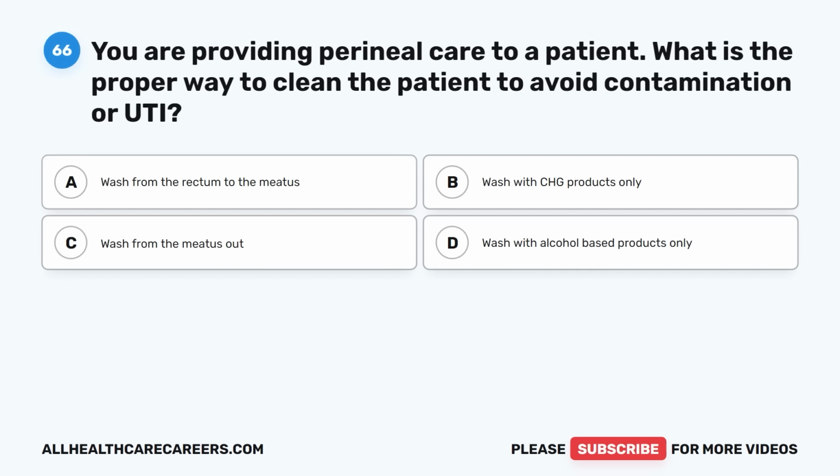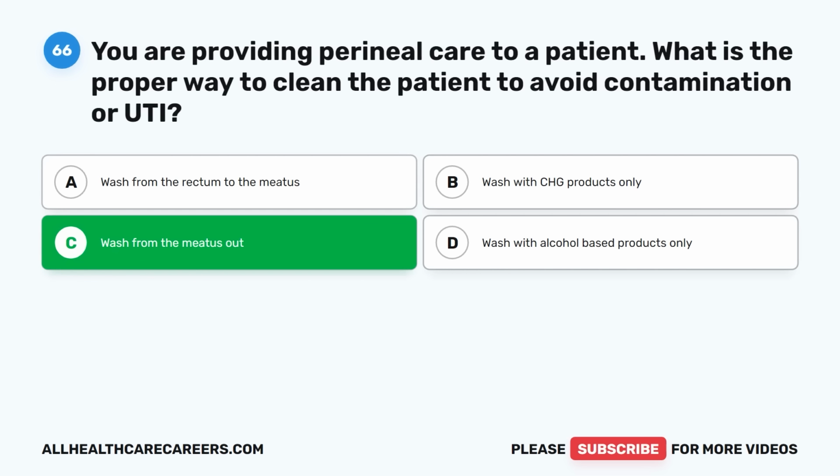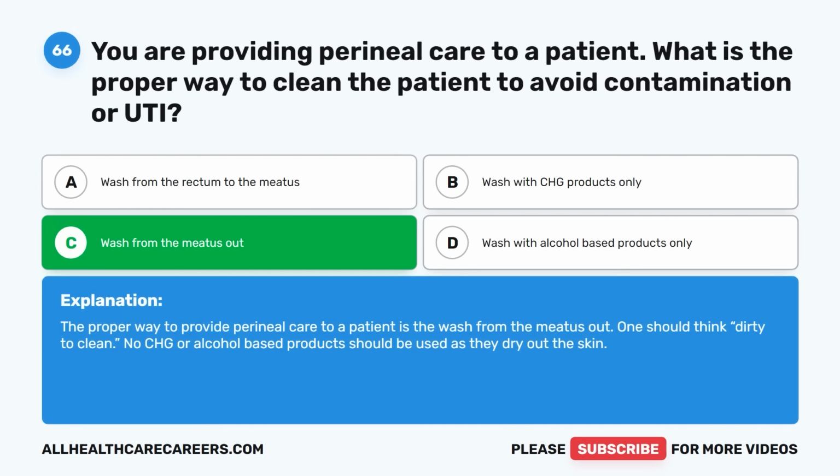Question 66. You are providing perineal care to a patient. What is the proper way to clean the patient to avoid contamination or UTI? A. Wash from the rectum to the meatus. B. Wash with CHG products only. C. Wash from the meatus out. D. Wash with alcohol-based products only. The correct answer is C. Wash from the meatus out. The proper way to provide perineal care to a patient is to wash from the meatus out. One should think dirty to clean. No CHG or alcohol-based products should be used as they dry out the skin.